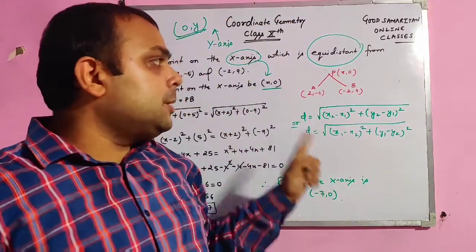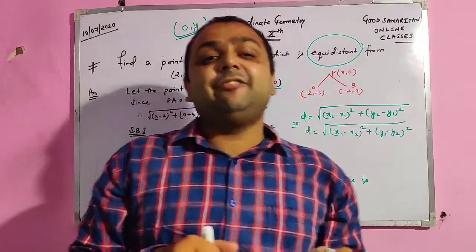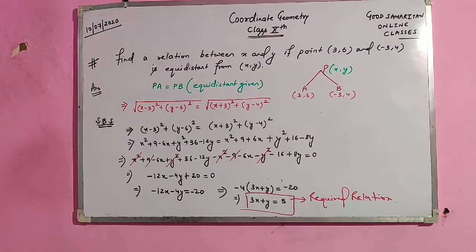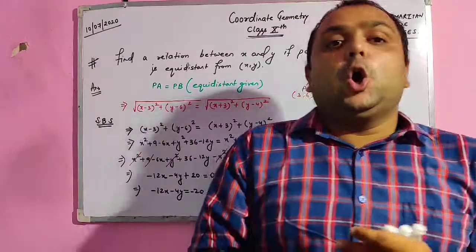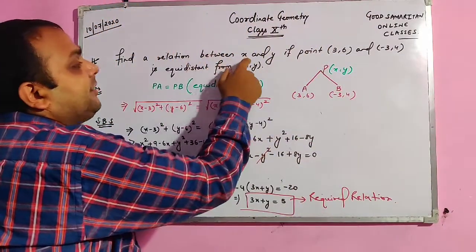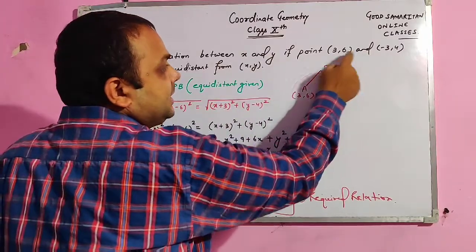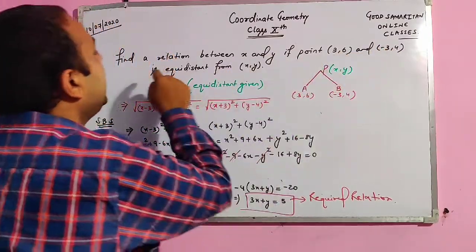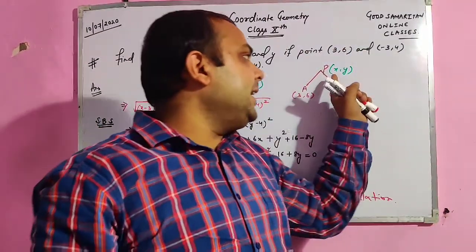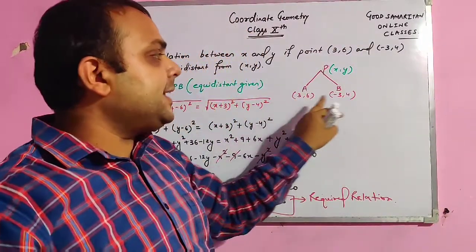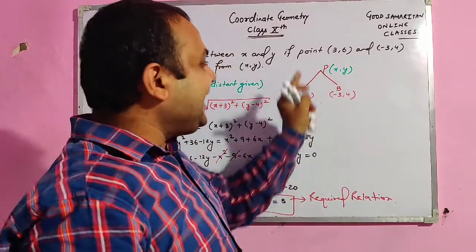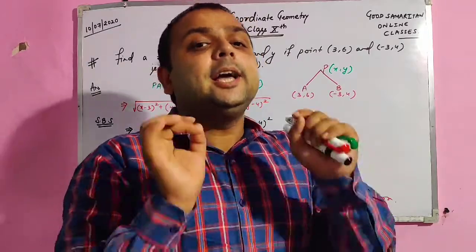Now we'll see one more question based on a similar concept, but in that we need to make an equation. Now we'll see one more problem based on the equidistant concept. The question is, find a relation between x and y if the points (3, 6) and (-3, 4) are equidistant from (x, y). So we have a point P whose coordinate is (x, y), and there are two other points A and B whose coordinates are (3, 6) and (-3, 4). Now they are at equidistant. Equidistant means they are at equal distance.